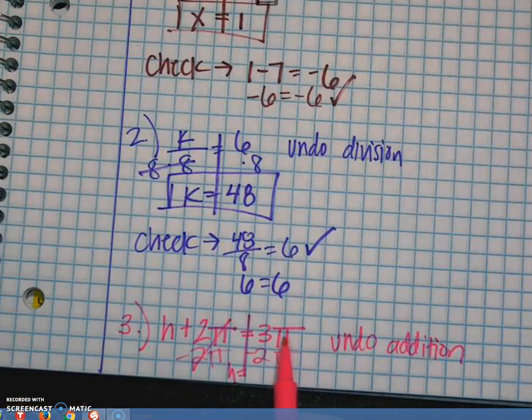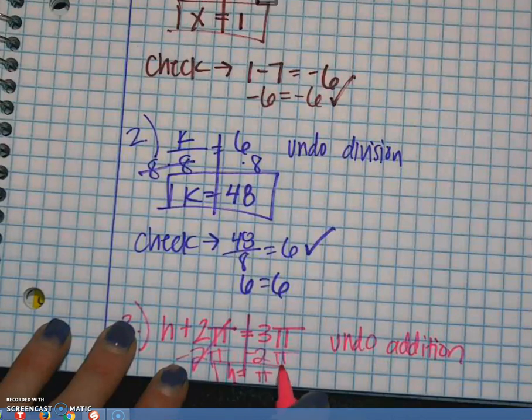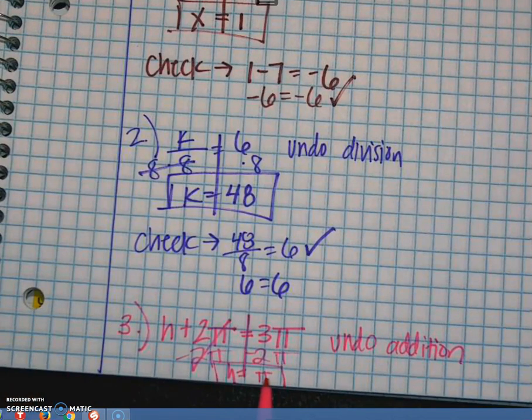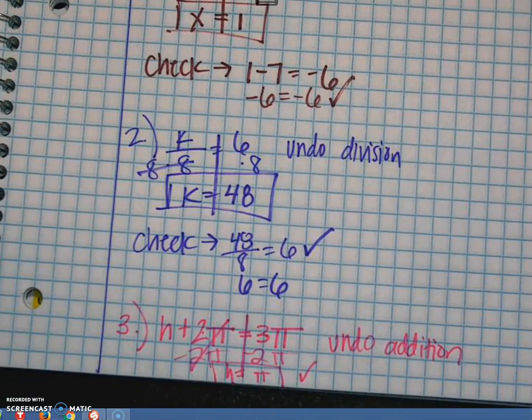And if I have 3 pi's minus 2 pi's, I am just left with 1 pi. So h equals pi. And again, you could check it. 1 pi plus 2 pi's does give you 3 pi's. You know it is correct. Okay? So make sure you guys got that.